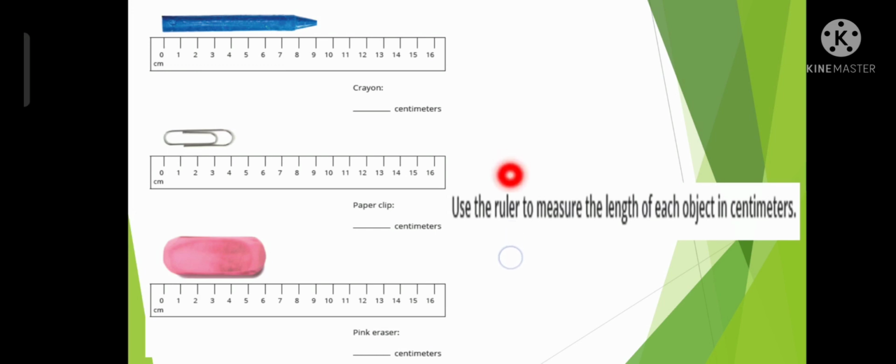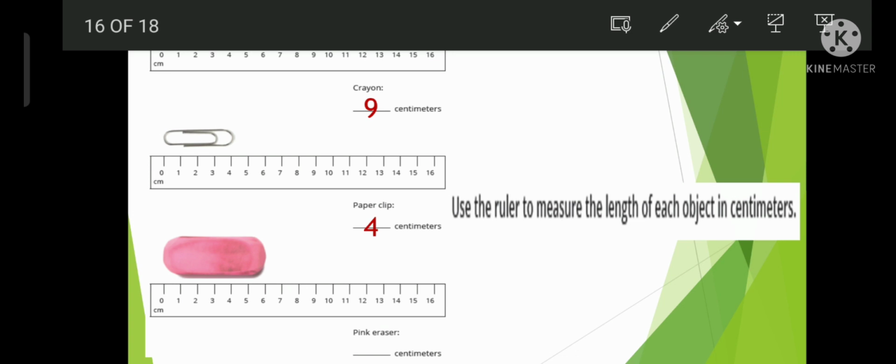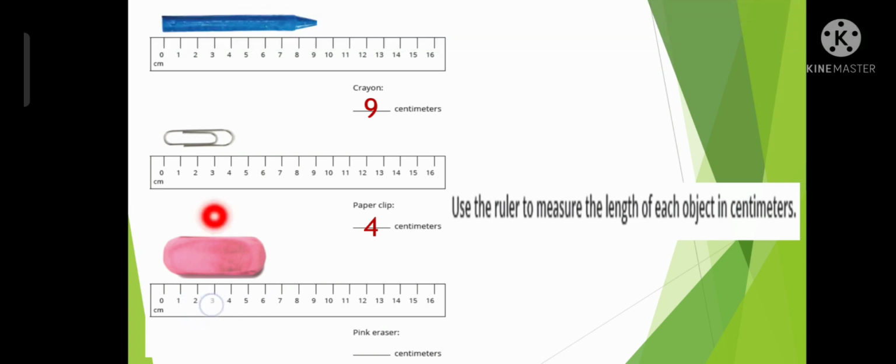Use the ruler to measure the length of each object in centimeters. For length we use centimeter. So first one, crayon. Crayon starts at 0 and the end was 9. So crayon will be 9 centimeters. Paper clip starts at 0 and ends at 4. So paper clip will be 4. Pink eraser starts at 0 and ends at 6, so it will be 6 centimeters.